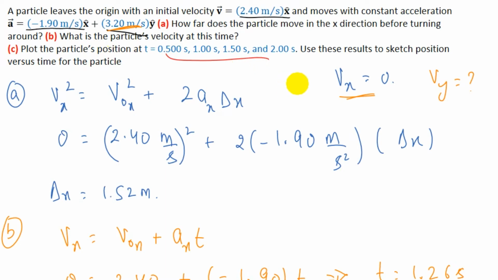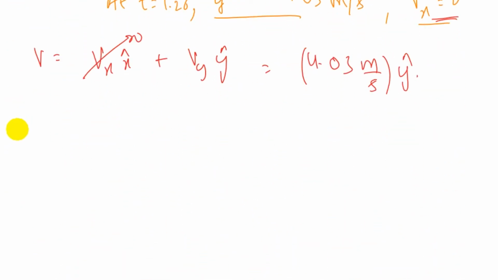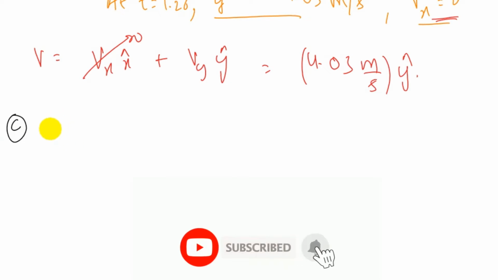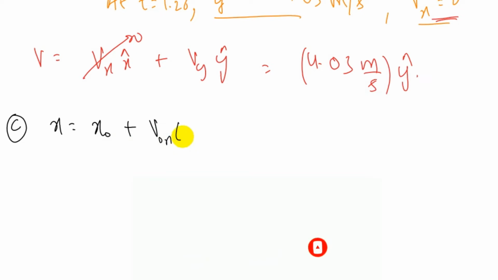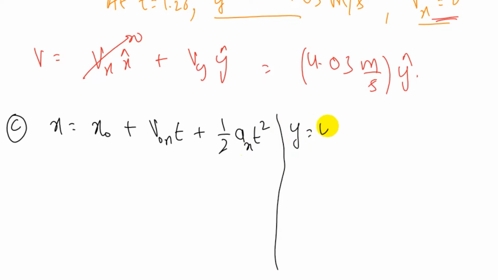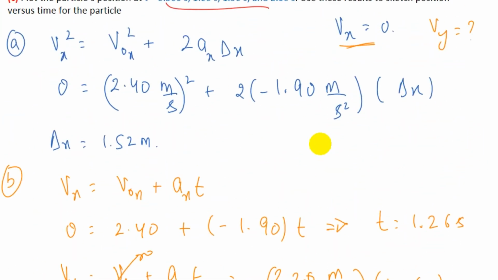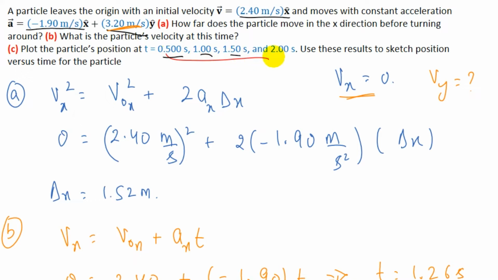Okay. Now next in the C part, we need to plot the particle's position at several time intervals, and we have to sketch the graph also. To solve the C part, I'm going to use the equation x equals x naught plus V naught x times t plus 1 over 2 ax t squared. This will give the x position at a given time, and for the y position we can use the equation y equals y naught plus V naught y times t plus 1 over 2 ay t squared. Now we have to find the position at time intervals 0.5, then 1, 1.5, then 2 seconds.